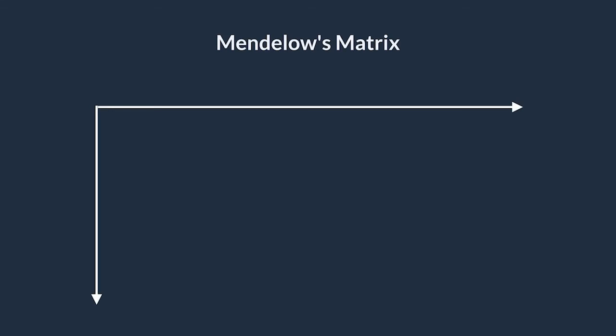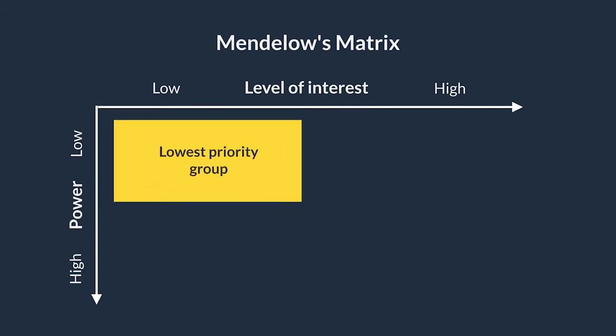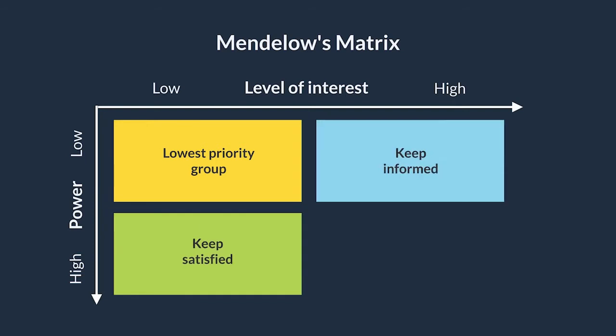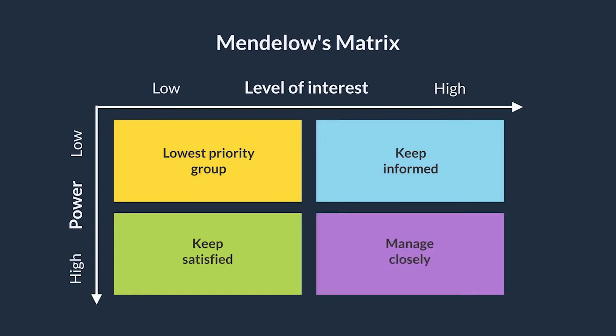You can dig a bit deeper into stakeholder analysis with Mendelow's matrix, which categorises stakeholders based on their power, or ability to influence an organisation, and their level of interest, which gives us 4 types of stakeholder. Low interest, low power, the lowest priority group. Low interest, high power, people to keep satisfied. High interest, low power, people to keep informed. And high interest, high power, people to manage closely. Which, to be honest, doesn't make a right lot of sense, unless you give it some context.